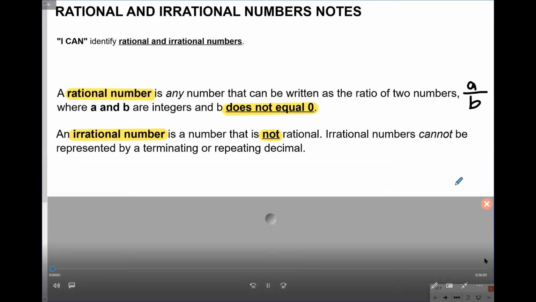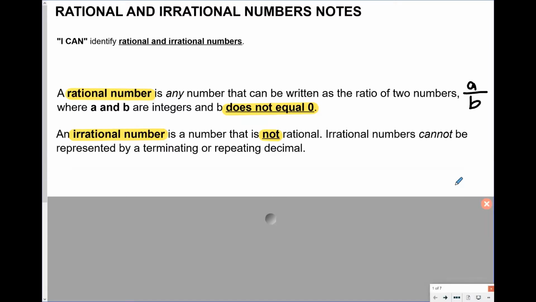All right, so let's get into our new lesson, which is rational and irrational numbers. So these are your notes here. Make sure you have your notebook and pencil out and take notes. I have up here this I can statement that we used back in school, and I wanted to use it. I can identify rational and irrational numbers.